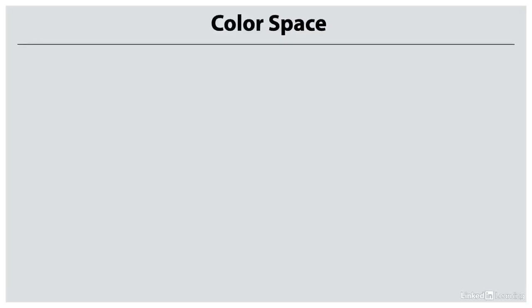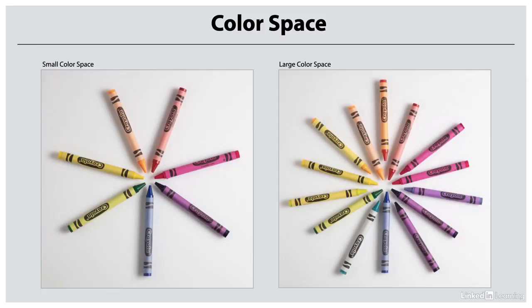In a perfect world, all of our devices, our printers and monitors and screens on our phones, would all be able to display or print all of the colors that the human eye can see. But they can't. In fact, not only does each device display a subset of colors, different devices display different subsets of colors.